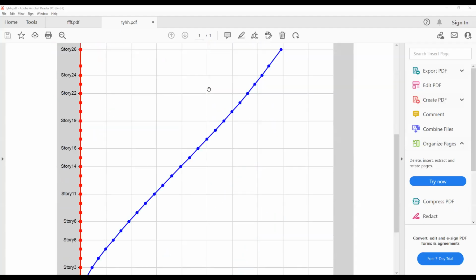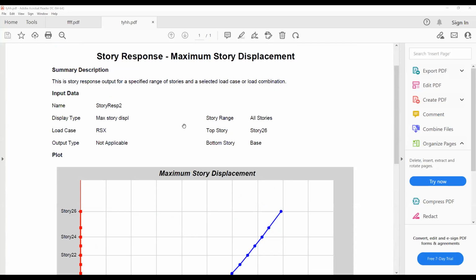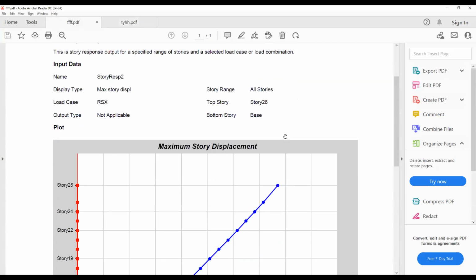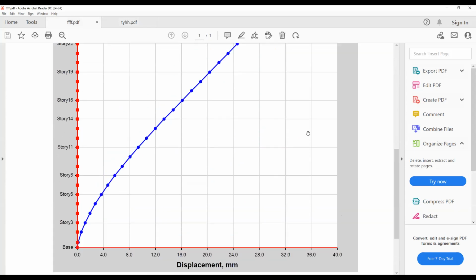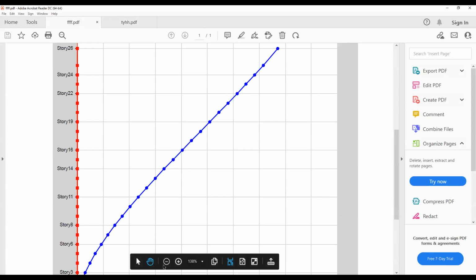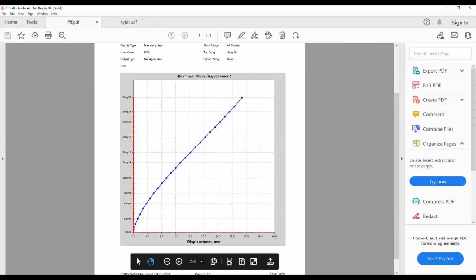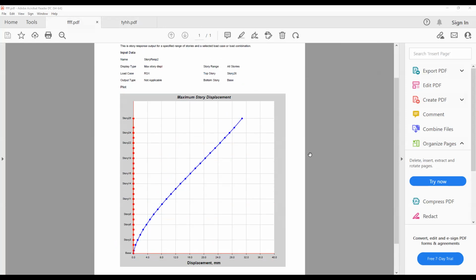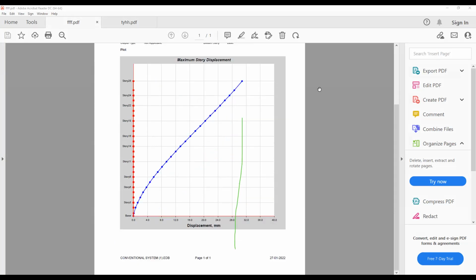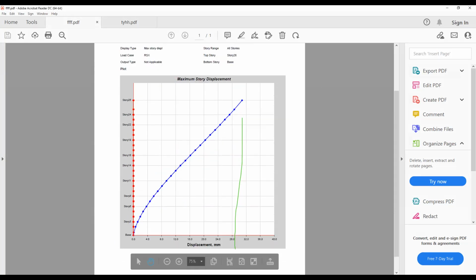So see story displacement. There are some formulas you will learn: if we calculate the maximum story displacement, that is the allowable displacement for this structure. Generally that is around 38 mm. So the first graph you are seeing here is the conventional structure. You can see its maximum story displacement is around 32, not 32, just here. You can check this one. So the value is around 30 mm.